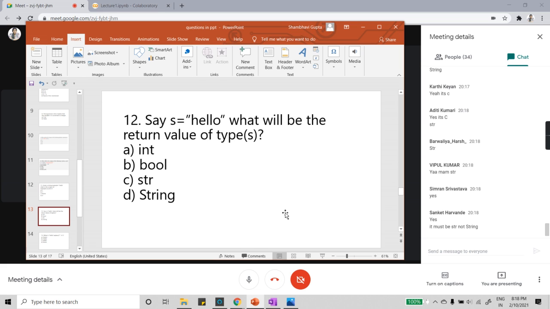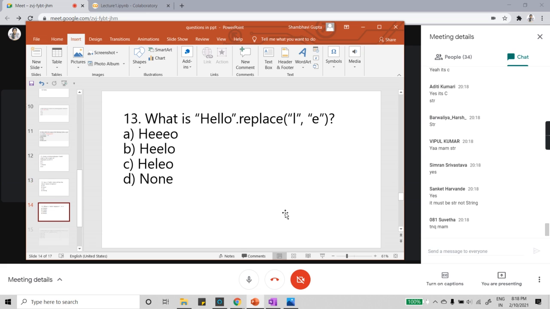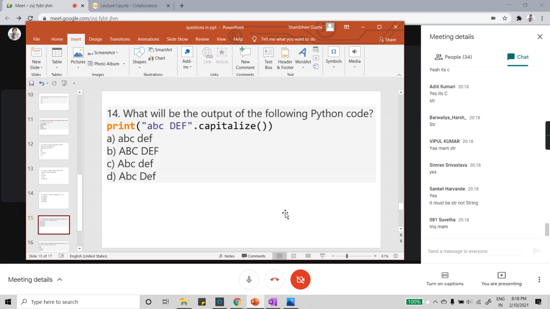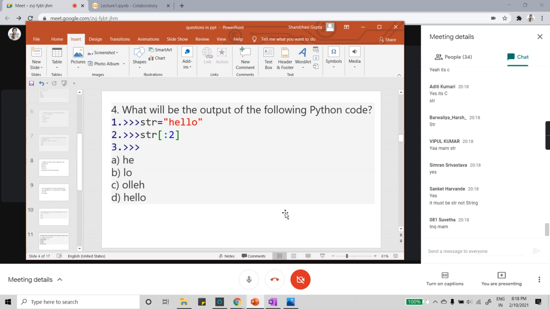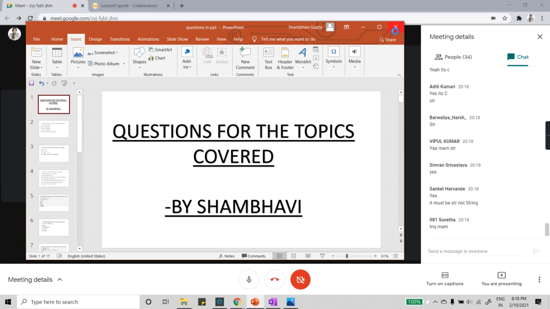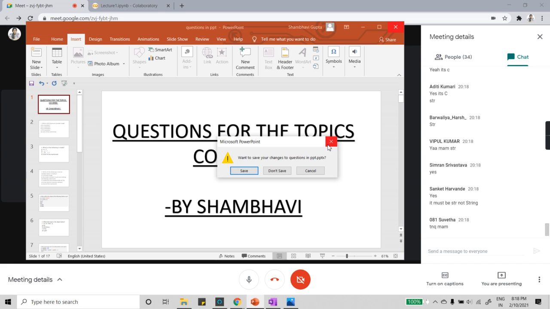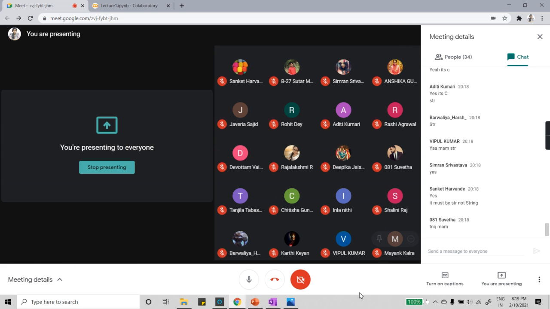Claps for Shweta. She gave me the very correct option, very well done. Yes, it must be str, not a string. Absolutely right, guys. Okay, most welcome, Shweta. I hope you got the point about what this question was asking and what the proper output for that will be. Now let's move towards the second. These are the answers. So these were the questions which we discussed today.